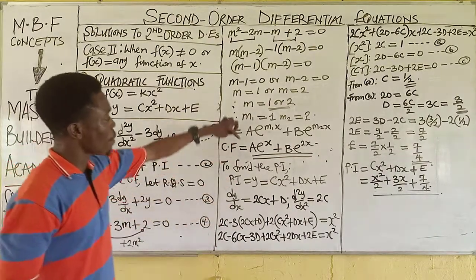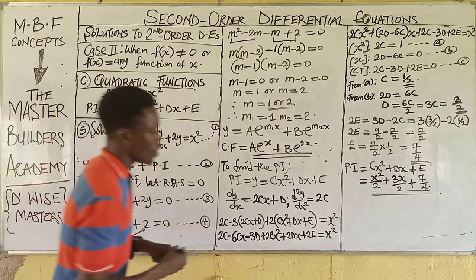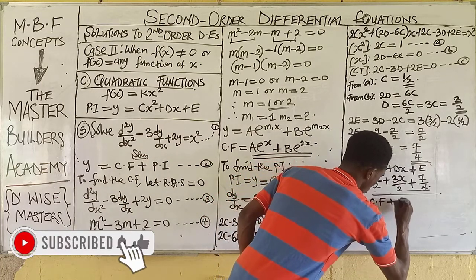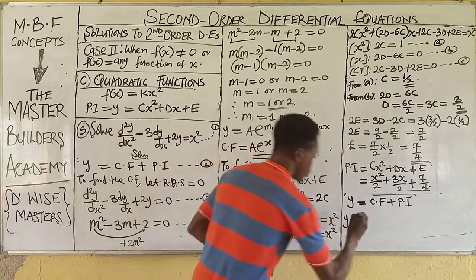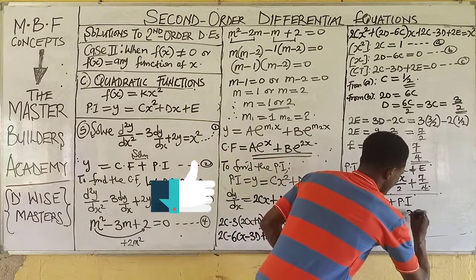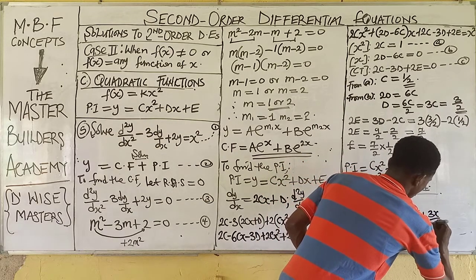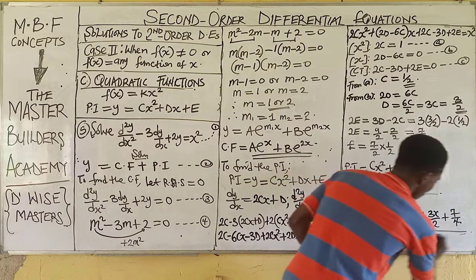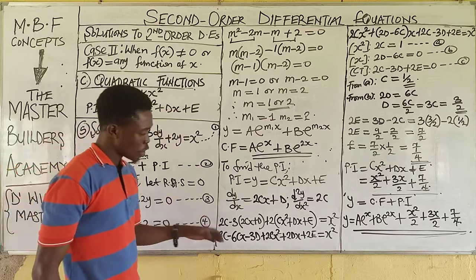Guys, now that we have gotten the complementary function and particular integral, we just need to substitute into equation 2 to get the final answer. Then we recall that the general solution y is equal to complementary function plus particular integral. Then y is equal to, what's the complementary function? A e to the x plus b e to the 2x, plus the particular integral, x squared over 2 plus 3x over 2 plus 7 over 4. This is the answer to this second order differential equation.